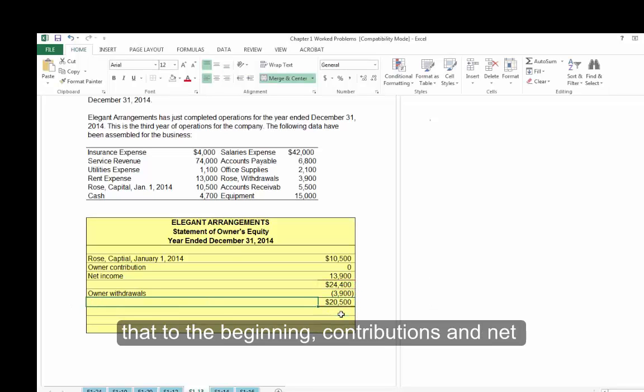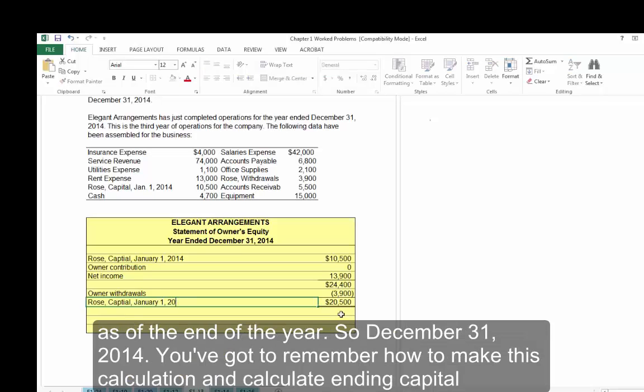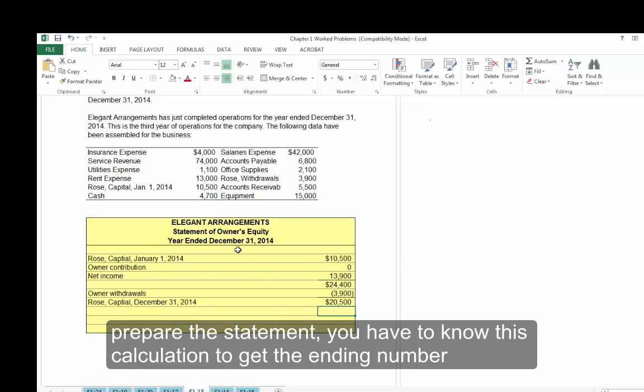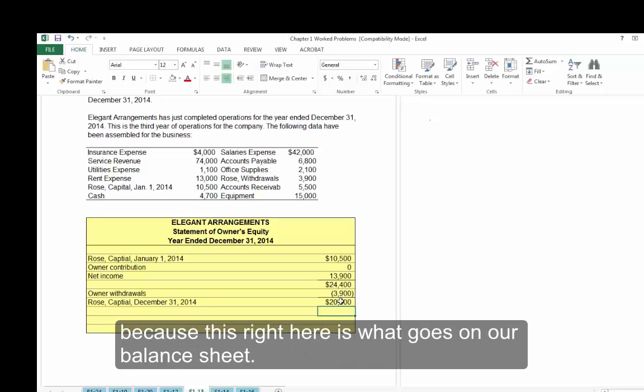All right, so we add that to the beginning, the contributions, and net income. And this gives us our capital balance as of the end of the year. So December 31st, 2014. All right, so you've got to remember how to make this calculation and calculate ending capital, because it's not going to be given to you. Okay, even if you're not required to prepare this statement, you have to know this calculation to get the ending number, because this right here is what goes on our balance sheet.